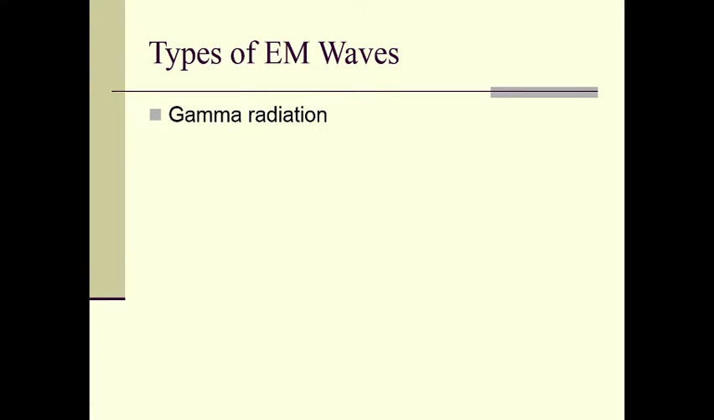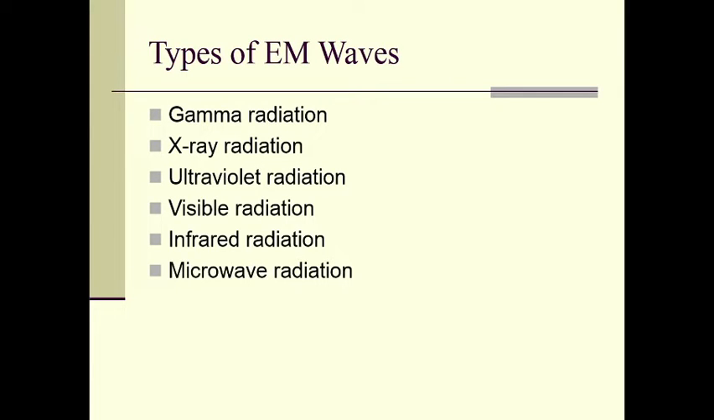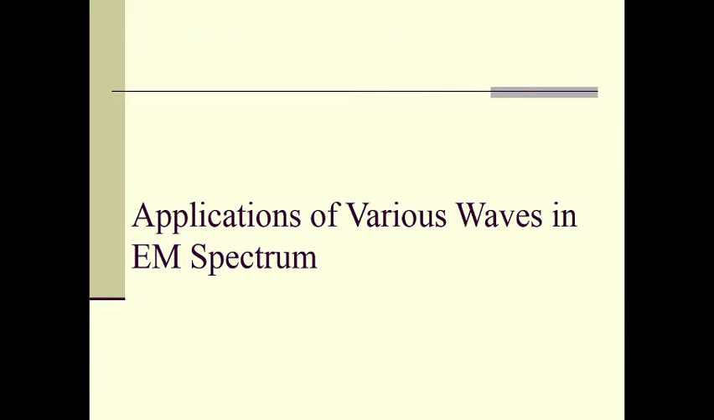So, we have seen different types of electromagnetic waves such as gamma radiation, X-ray radiation, ultraviolet radiation, visible radiation, infrared radiation, microwave radiation and radio waves. So, we can see the ranges of wavelengths and frequency in the electromagnetic spectrum, with wavelengths ranging from 0.01 nanometer to a few kilometers in terms of long radio waves. So, let us now study the applications of various waves in the electromagnetic spectrum.